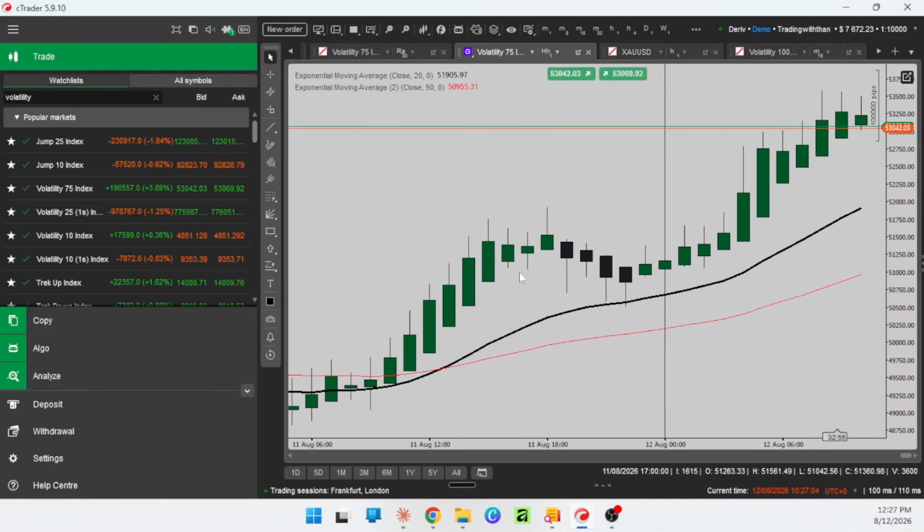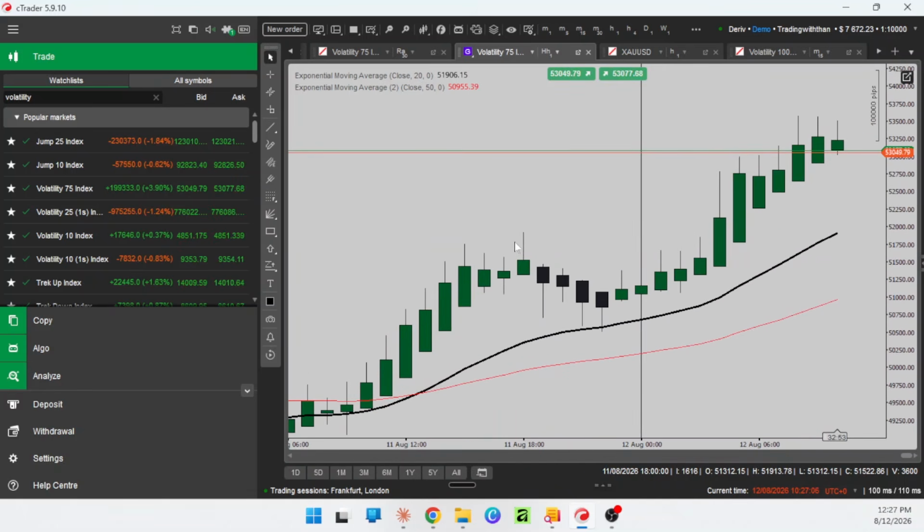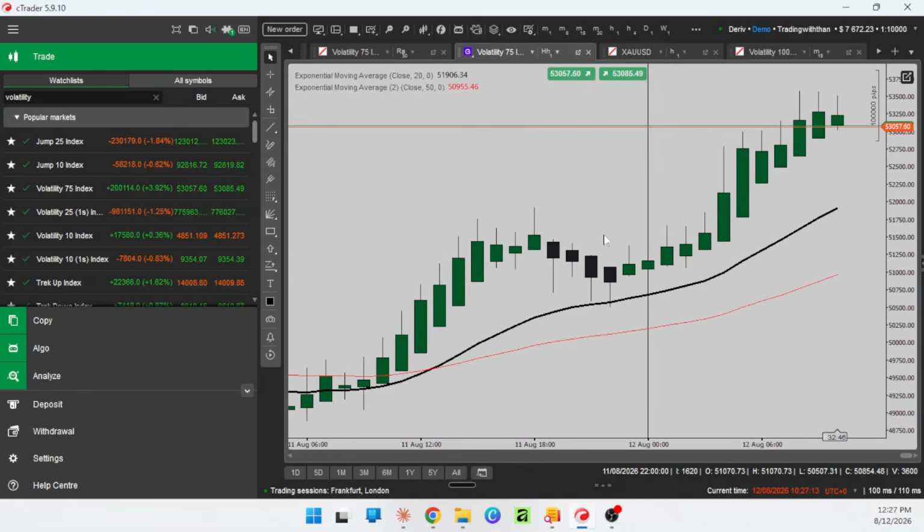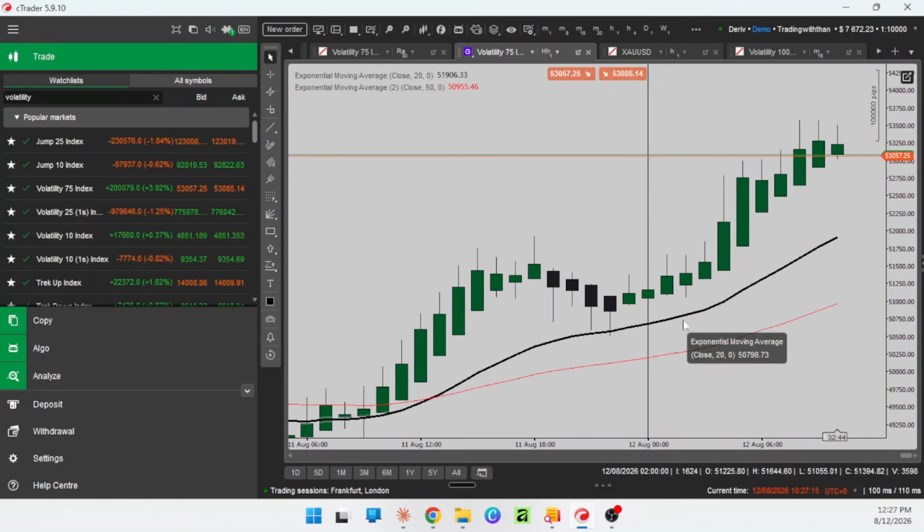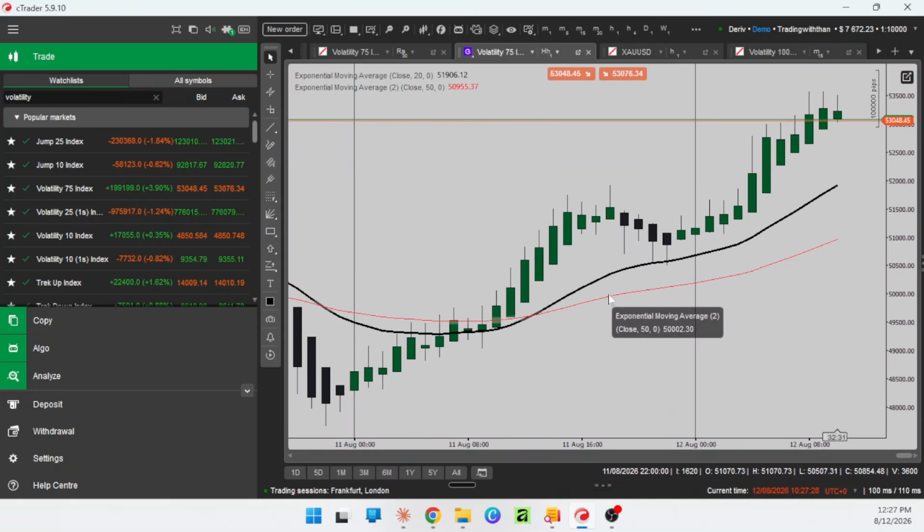So step number 1 is looking for an uptrend. You want to look for a market that is trending already, right? So once you get a market that is trending already, how do you know it? If the 20 EMA is above the 50 EMA, all this is looking to the upside, then this means that the market is bullish.